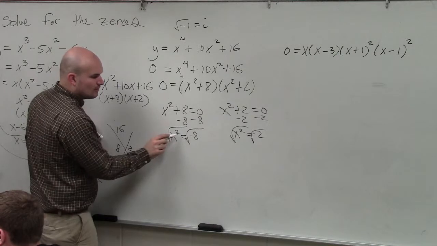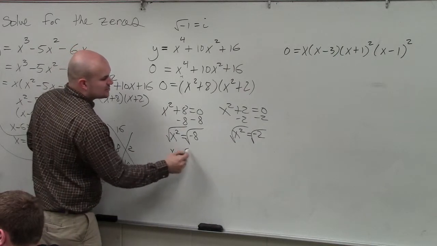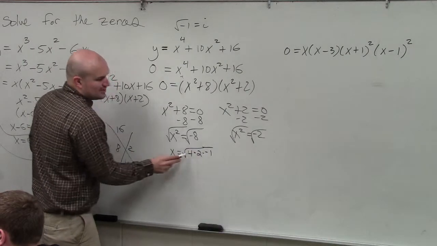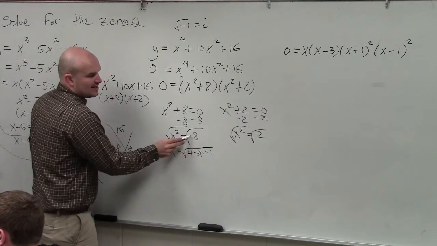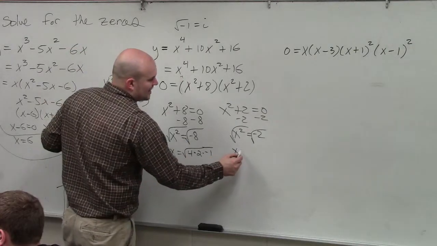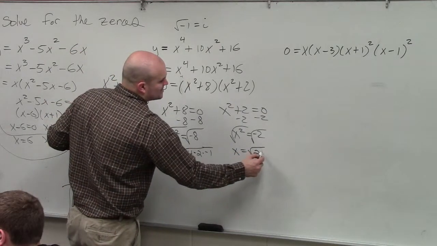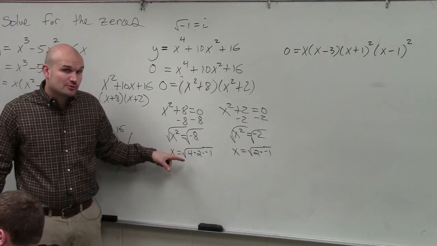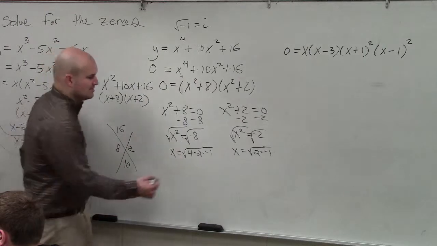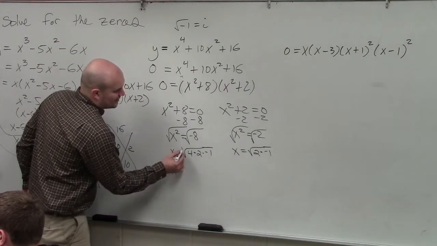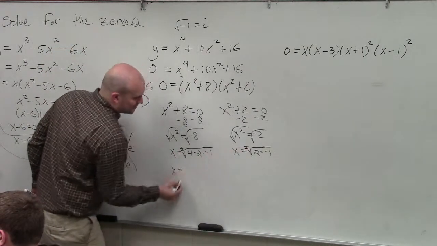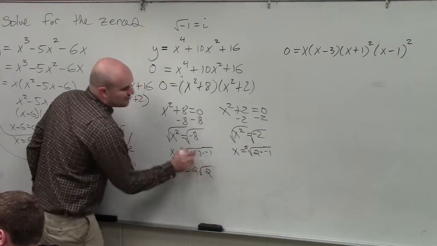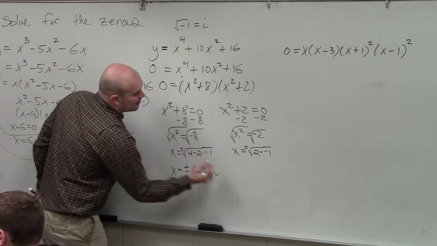So what I'm going to do here is break this up into the square root of 4 times 2 times negative 1. Do you guys agree with me that this all equals negative 8? And then here, x equals the square root of 2 times negative 1. Now, the reason why I broke up 8 into 4 times 2 is because we can take the square root of 4. The square root of 4 is 2. And don't forget, it's plus or minus whenever you introduce the square root. So it's plus or minus 2, square root of 2, and the square root of negative 1 is i.